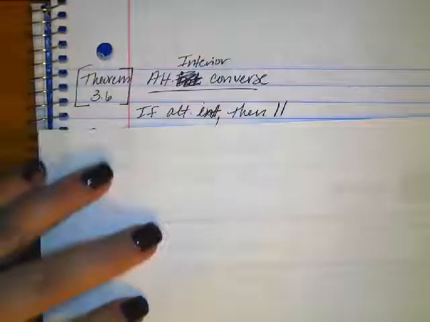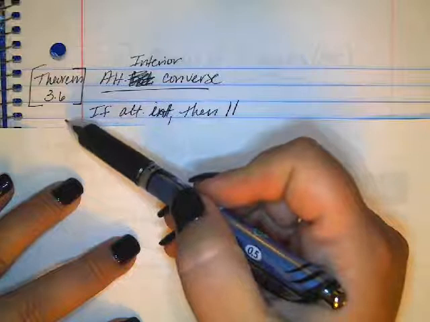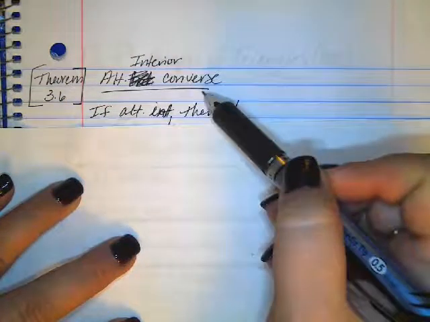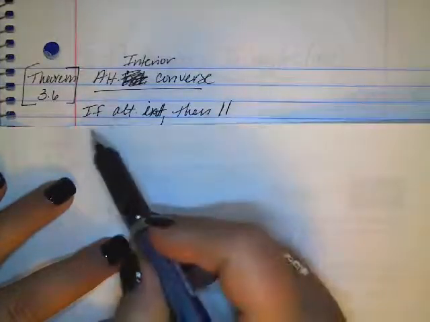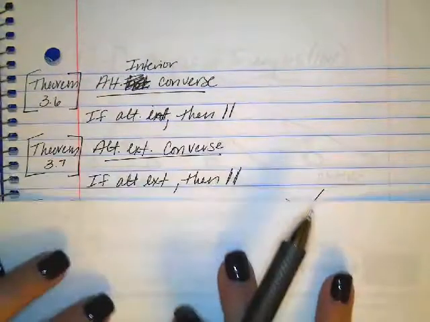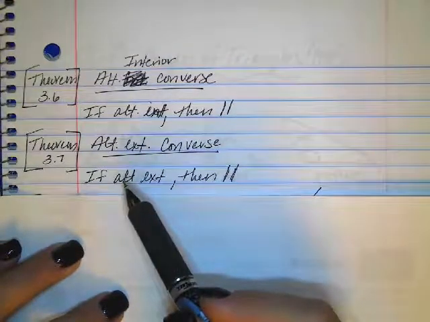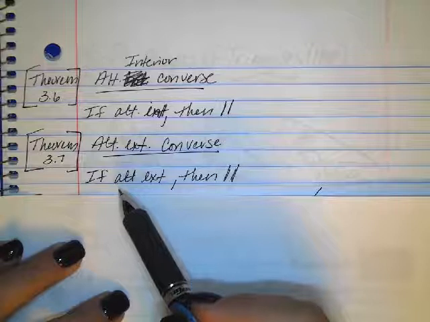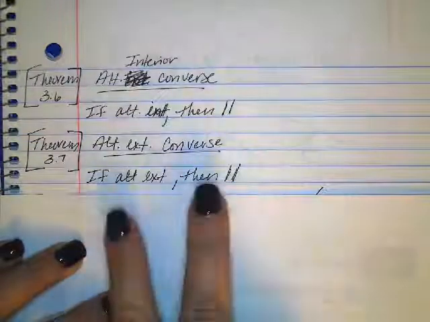The next piece that we're going to look at in our section 3 is another converse theorem. And sorry, I got all kind of crazy with my writing here. But in theorem 3.6, we're talking about alternate interior angles, which again work the same. So the converse is saying that if we have alternate interior angles, then I can prove parallel. In 3.7, it's the alternate exterior converse. So again, if I have alternate exterior angles, then I can say they are parallel.